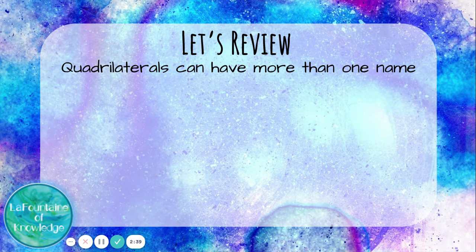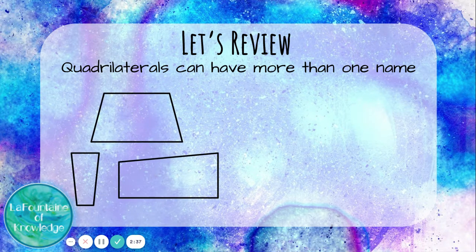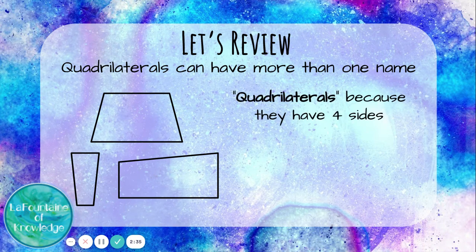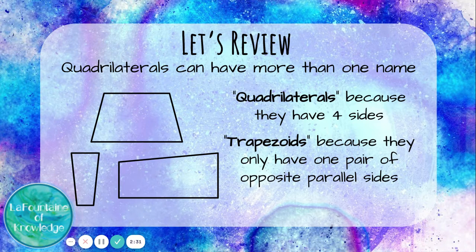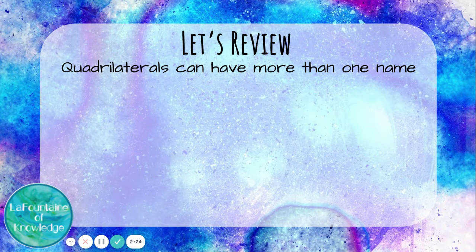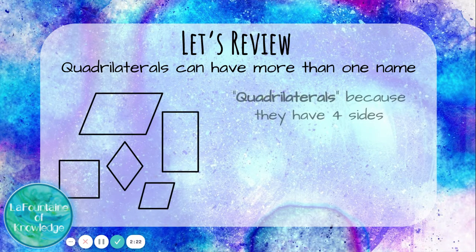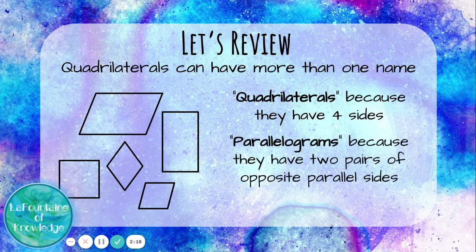Quadrilaterals can have more than one name. These are all quadrilaterals because they have 4 sides. We can also call them trapezoids because they're quadrilaterals with one pair of opposite parallel sides. These are all quadrilaterals because once again they have 4 sides. But we can also call them parallelograms because they have 2 pairs of opposite parallel sides.